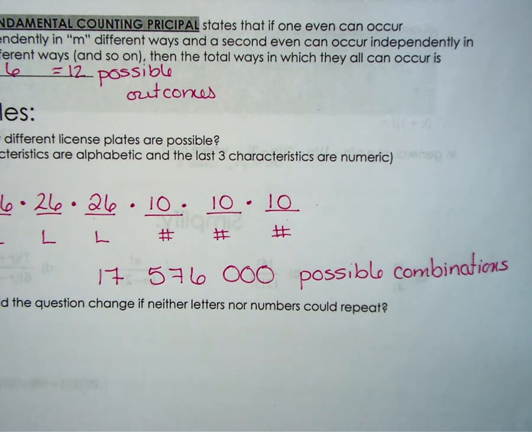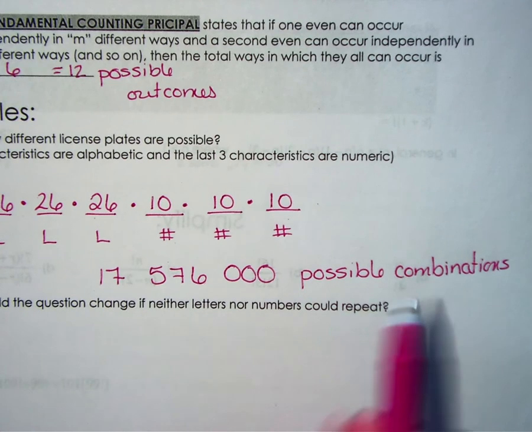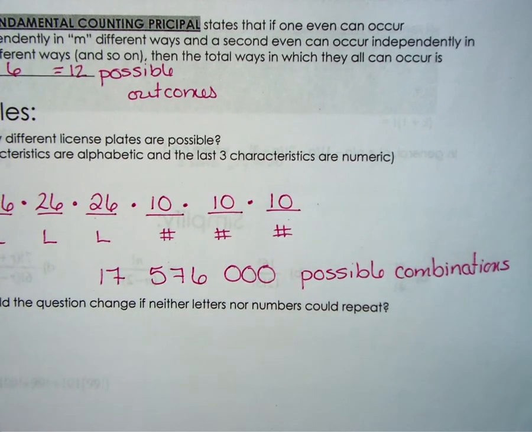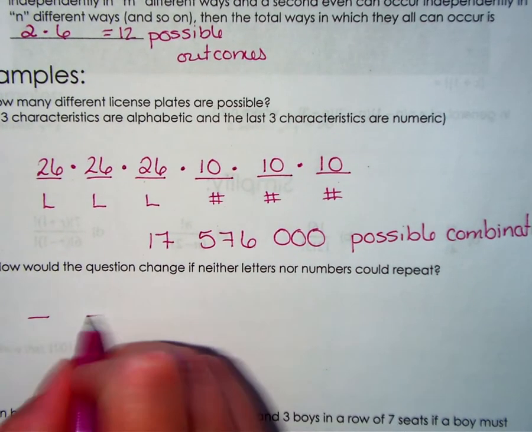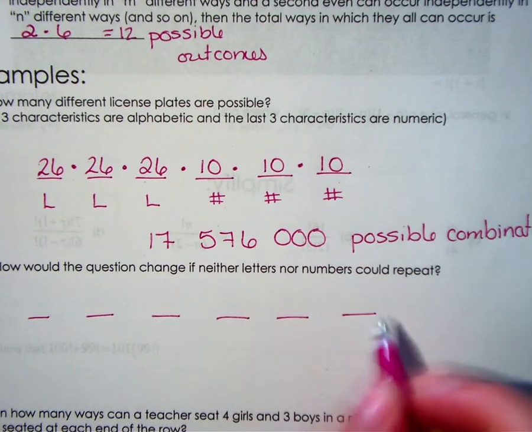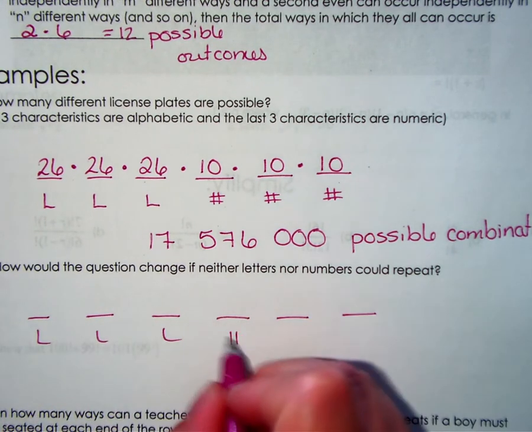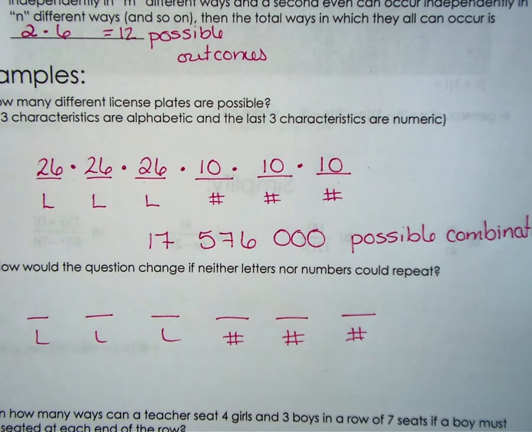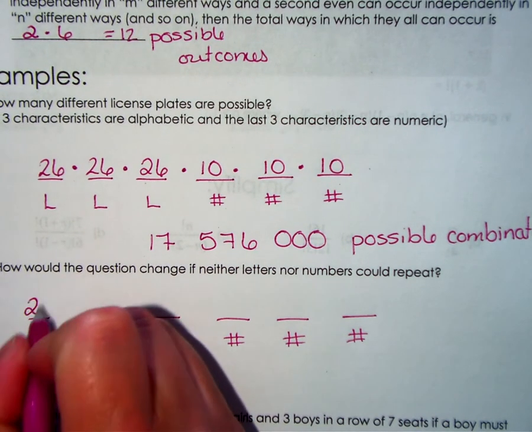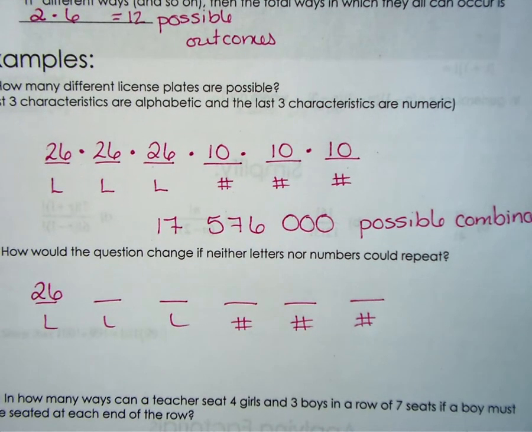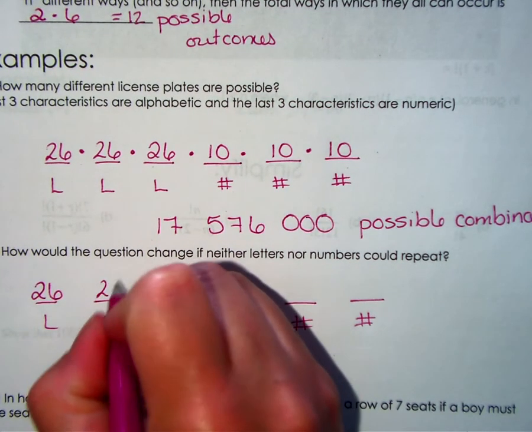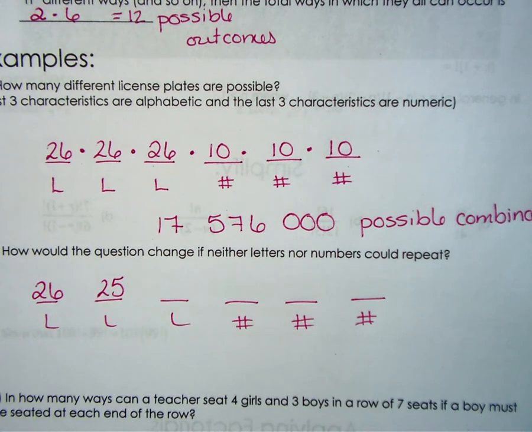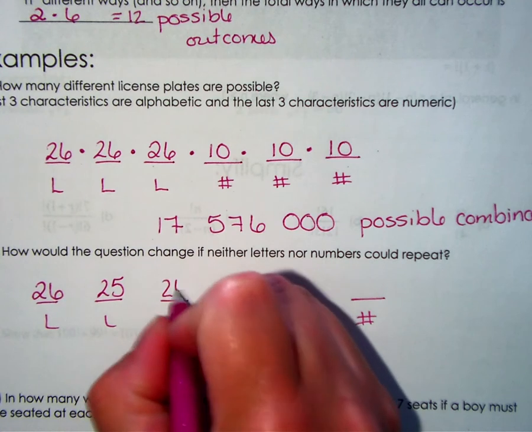Okay, how would this question change if neither letters nor numbers could repeat? So I got my 6 blanks again. These have to be letters. These have to be numbers. I always like to put my restrictions underneath. So my first pick for a letter is 26 letters. But if I've pulled the letter K out, now I only have 25. And if I pull the letter A out, now 24.